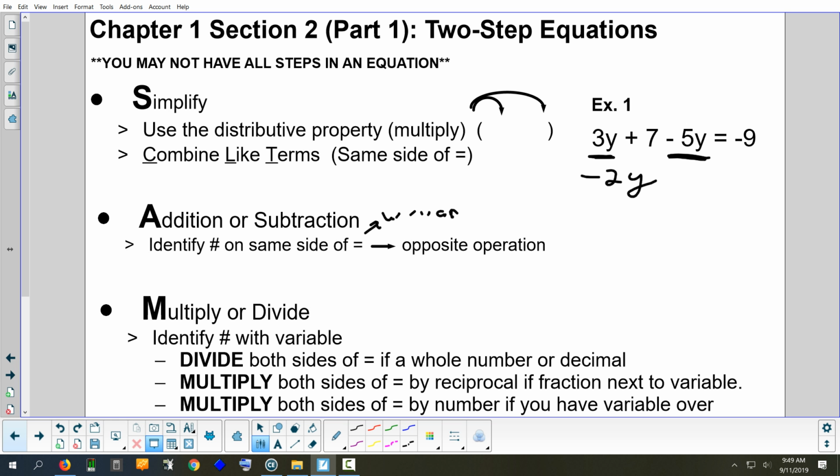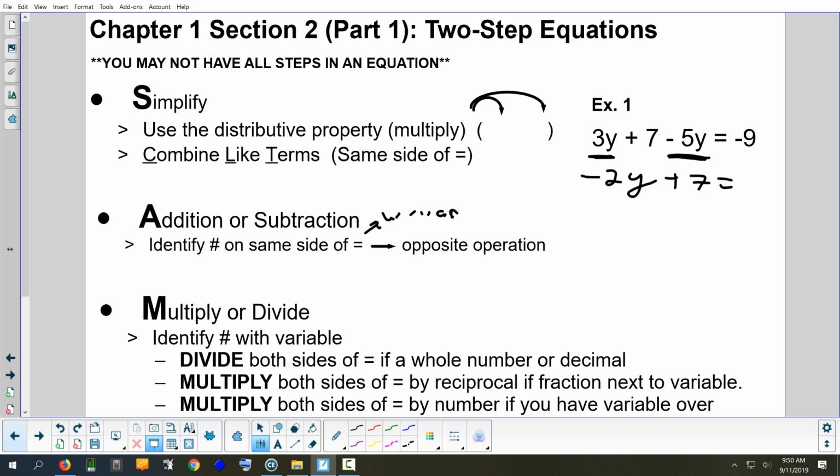So when we combine like terms, the variable's still there, unless it combined to 0. Like if you had 3y and negative 3y, then the variable would be gone, because it'd be 0. But we get negative 2y. What else is still on the left-hand side? We just have to bring it down. Yep, positive 7. Got my equal sign.